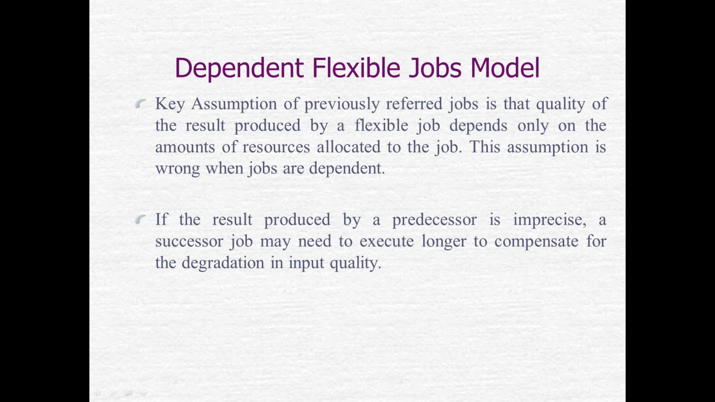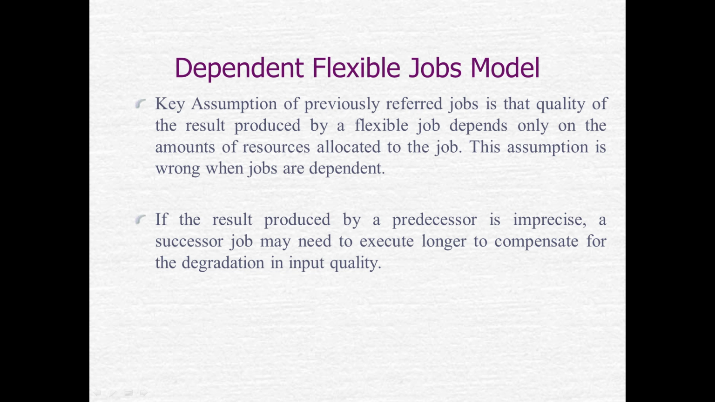Dependent flexible jobs model. This is a model in which we assume, as previously referred, that the quality of the result produced by a flexible job depends only on the amount of resource allocated to the job. This assumption is wrong when jobs are dependent. How will we show the dependency in real-time systems? Through the task graph, the precedence graph, where there are predecessors and successors.